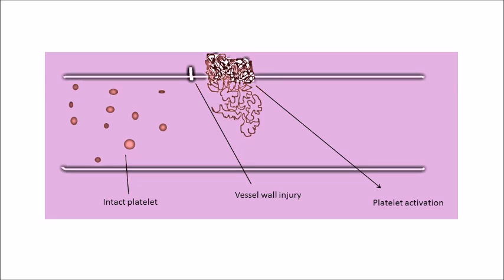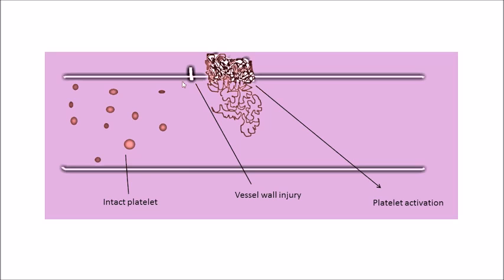So, if you remember from physiology, when platelets are circulating in the blood, they are not activated. They're in this small, circular shape. And the endothelial cells produce prostacyclins, which prevent them from being activated.